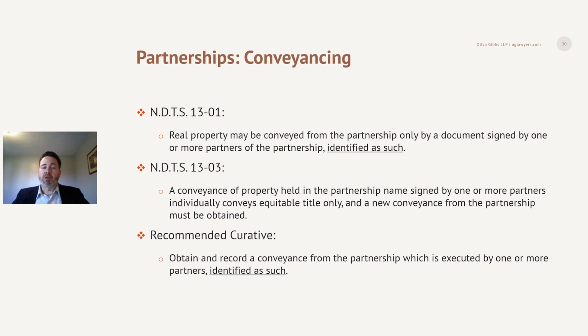So in this case, while the grantee may have a claim to equitable title, despite the defective conveyance, in order to perfect that title in the grantee, proper curative would require executing and recording a corrective conveyance from S&S Partnership, which is executed by John Smith and his partner. So the key takeaway with this example is that his capacity should be attached to his name in that signature block.